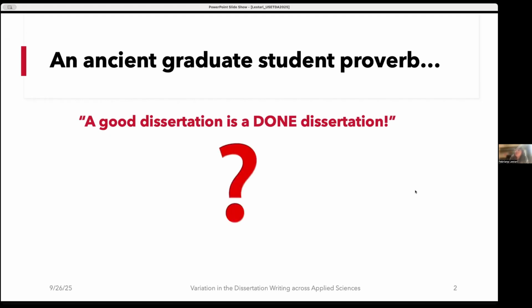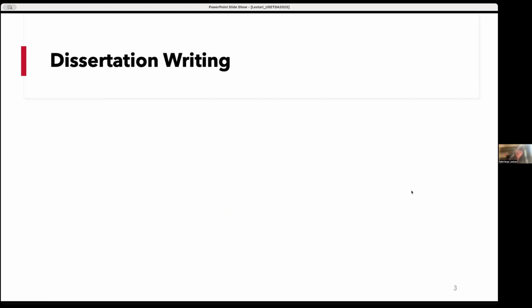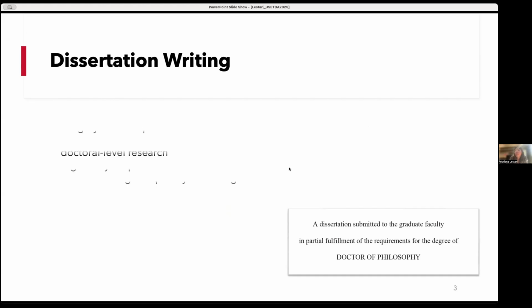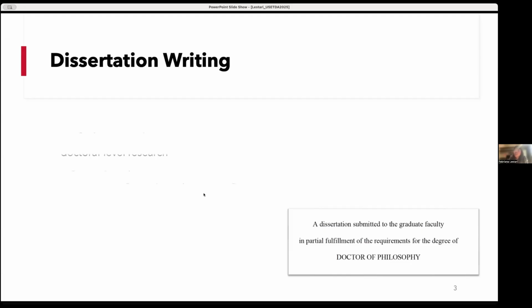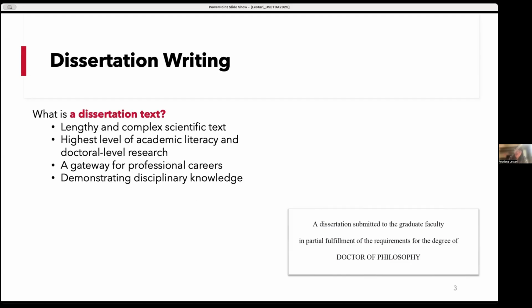I dive deeper into looking at what the dissertation writing research in the field. And based on what I have researched about this, dissertation is known as one of the complex academic writing genre. It's a lengthy text and it shows the complex scientific research. It demonstrates the highest level of academic literacy and also doctoral level research. It also serves as a gateway for a professional career, because it demonstrates our disciplinary knowledge.